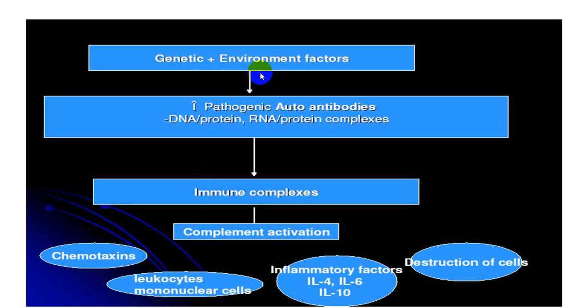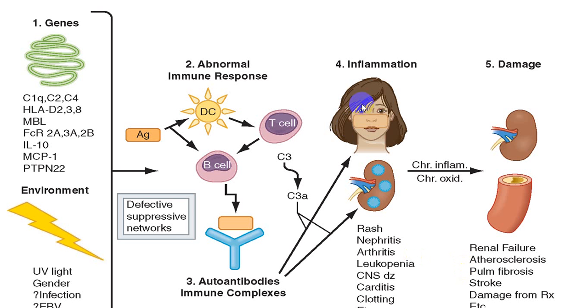So genetic and environmental factors will give rise to increased autoantibody formation, immune complex formation, complement activation, release of chemotaxins, leukocyte and mononuclear cell activation, and inflammatory factors will be released, and there will be destruction of the cell. This is a very simple diagram which will explain everything. These are all predisposing factors. We call them genetic factors and environmental factors.